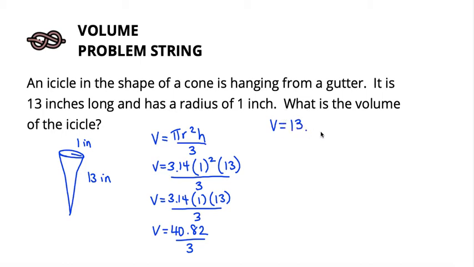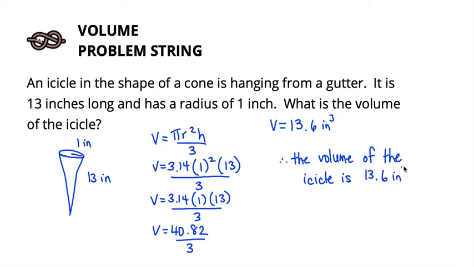If you have an answer that has lots of decimal places, like this one will, you can just keep one decimal place, so 13.6, instead of keeping all of the decimal places. And then you include your units, inches cubed for volume. So then we'll write our therefore statement. Therefore, the volume of the icicle is 13.6 inches cubed.